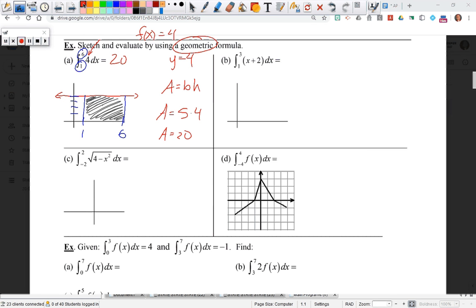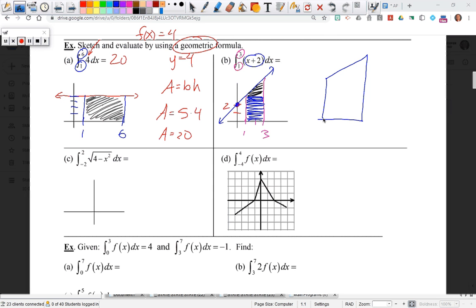What's my next function that I'm going to draw? X plus 2. Here we go. What's the slope? 1. And the bounds? 1 to 3. So then my area can be seen as a triangle in a rectangle or a trapezoid. I hope you look at it like a trapezoid, because if you look at it as a trapezoid, you just did this in groups.